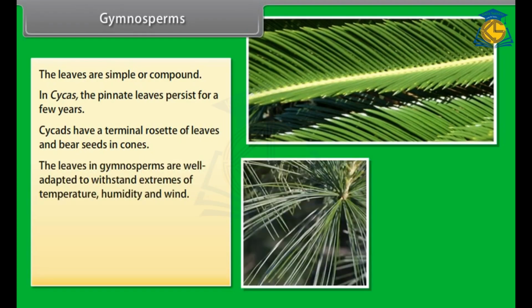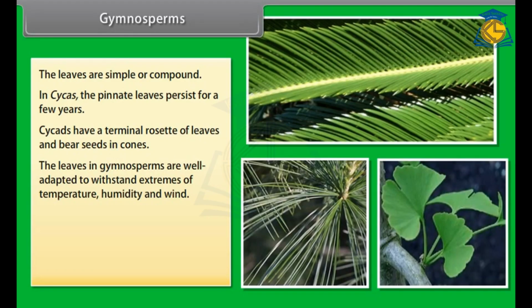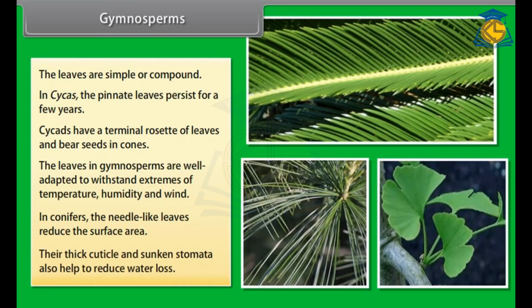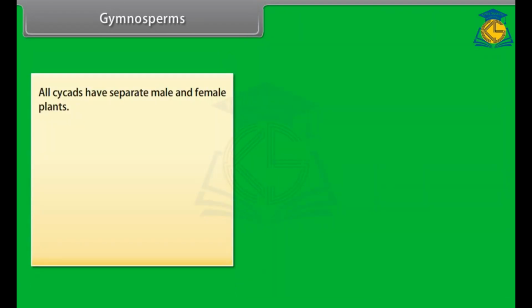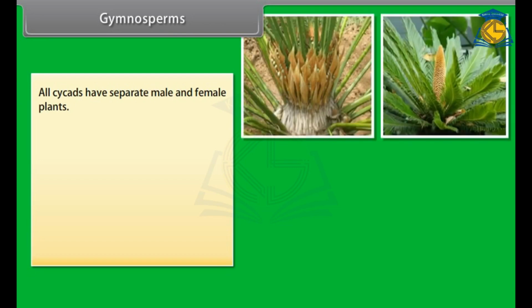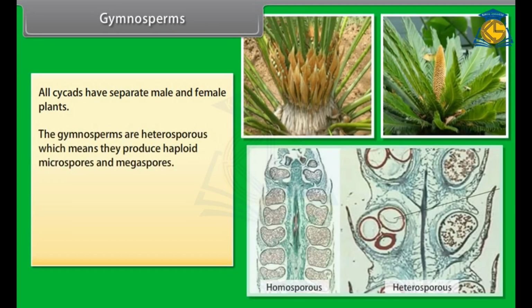The leaves in gymnosperms are well adapted to withstand extremes of temperature, humidity, and wind. In conifers, the needle-like leaves reduce the surface area. Their thick cuticle and sunken stomata also help to reduce water loss. All cycads have separate male and female plants. The gymnosperms are heterosporous, which means they produce haploid microspores and megaspores.